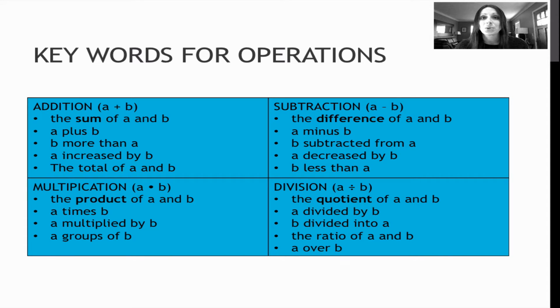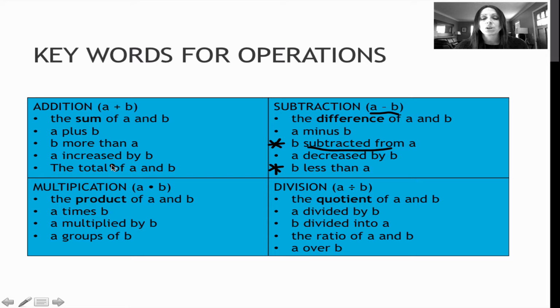So I'm not going to go through and read those for you. I know you can read, but I do want to point out a few of them that might be important for you. So if we look over here on subtraction, notice we're looking at a minus b. And most of the time when you say the difference of a and b, or a minus b, the a is going to come first. But there's a couple that you really need to pay attention to because they're actually going to give you the second value first. So the first one is here, b subtracted from a, meaning I'm starting with a and I'm taking b away. And also b less than a. And again, that implies that I'm starting with a and it's going to be b values less than that.